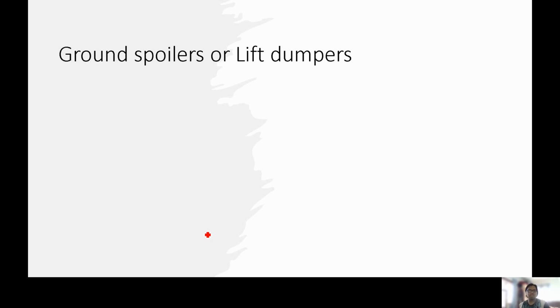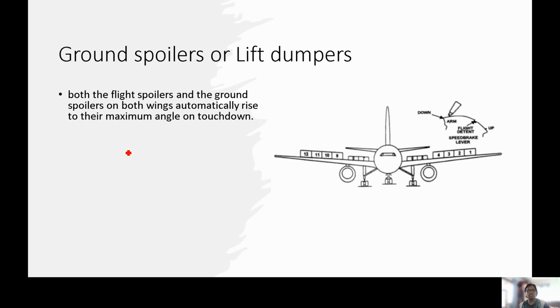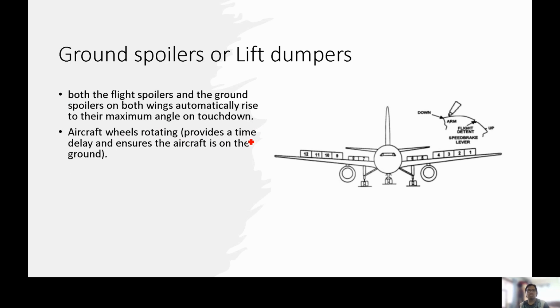So lastly, we have ground spoilers or lift dampers. Both the flight spoilers and ground spoilers on both wings automatically rise to their maximum angle on touchdown. Aircraft wheels rotating provide a time delay and ensure the aircraft is on the ground. There are certain conditions where the ground spoilers can be deployed. First, the brake lever must be in the armed position. As you can see, the arm position is not one of the angles of the spoilers. It is used during touchdown.